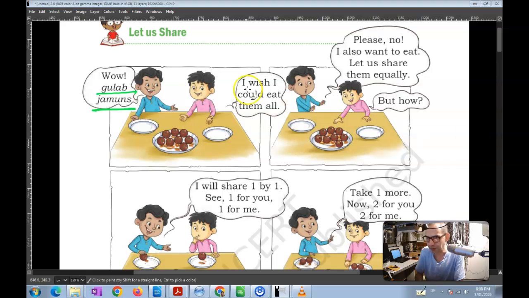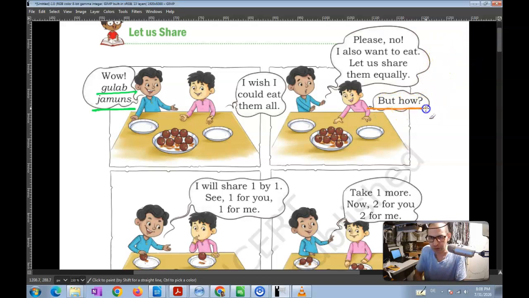The first boy says, wow, gulab jamuns, I wish I could eat all of them. And the other one says, please no, I also want some, let us share them equally. So they want to share these equally, meaning the same number of gulab jamuns are supposed to get to each and every one of them.